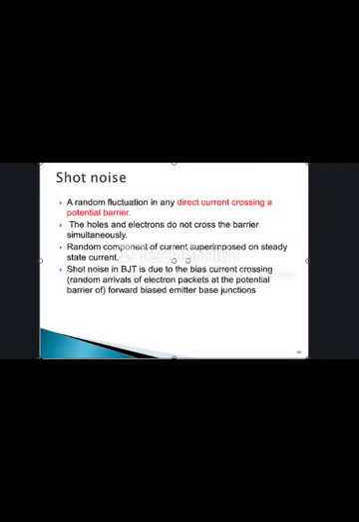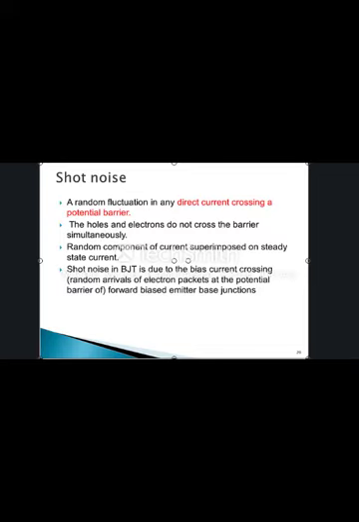Hello friends, in the last video we had discussed what is thermal noise. Thermal noise is one of the types of internal noise. It is due to the resistances. It could be the resistance in a resistor, resistance in a semiconductor, it could be resistance in a resonant circuit and so on. Now we move on to the next type of internal noise, that is shot noise.